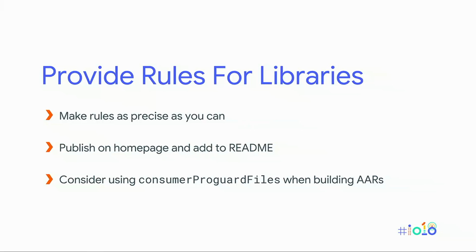Publish them somewhere where people can find them, because that's typically what we all do. We will search the internet for rules to use. So put them on your homepage, put them in the README file, make it visible. And lastly, consider using consumer ProGuard files when you're shipping via the AAR system, because this makes it completely transparent to your library users. When they enable ProGuard, they will automatically get your keep rules.